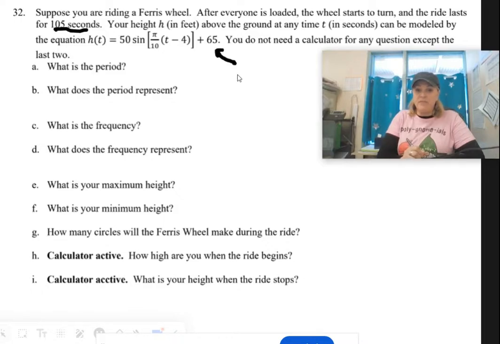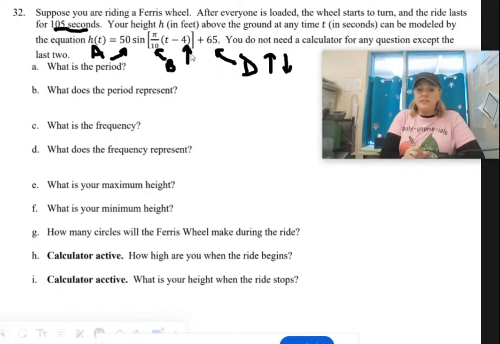This right here is our d term, which is basically our vertical shifting. Here's our amplitude, that 50. Here's our b term, and this is our c term, which is our horizontal shifting.